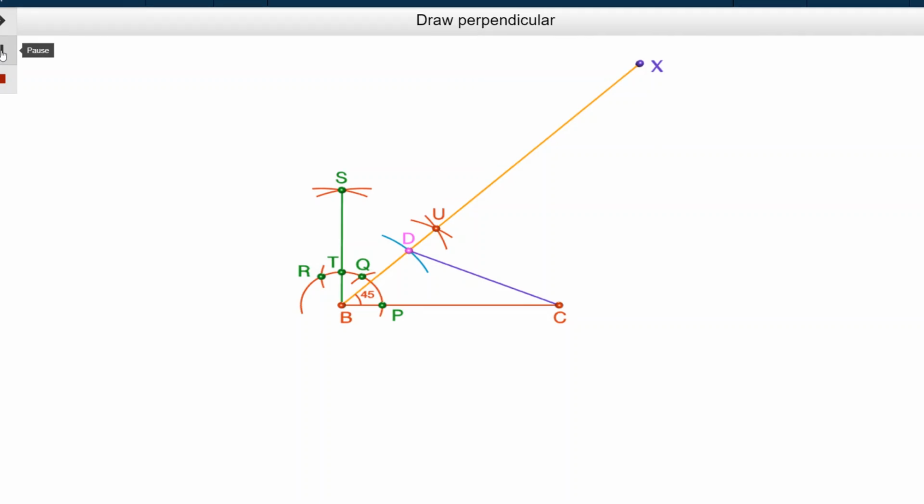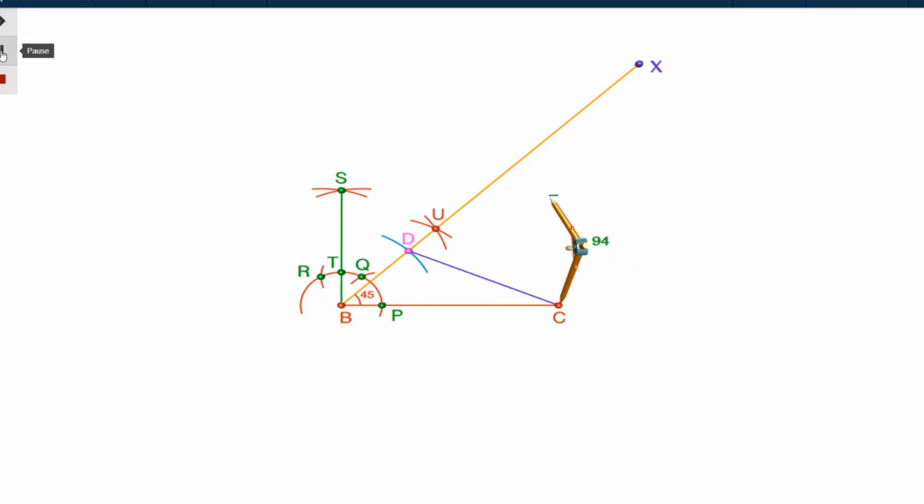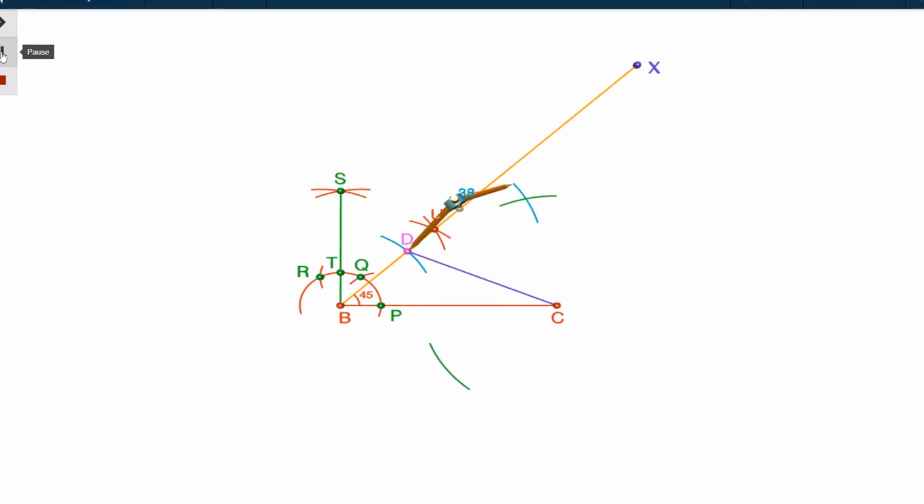So what is a perpendicular bisector? A perpendicular bisector of a line segment passes through the midpoint of the line segment and intersects the line segment at 90 degrees. So with C as center and radius more than half of CD. Why we have to take more than half of CD, I will explain to you. With center C and radius more than half of CD, draw an arc above the line and below the line. And with center D and the same radius, again draw arcs above the line and below the line.